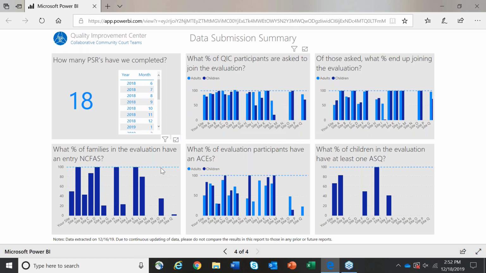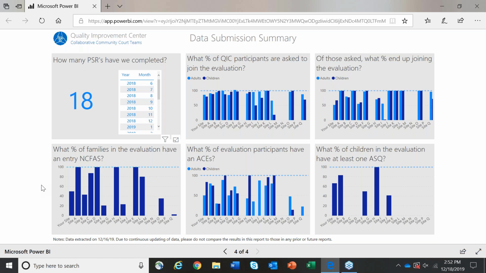And then this one on the bottom left shows the percentage of families that have an entry NICFAS out of the families that we'd expect to see one for. So these would be families who agreed to enroll in the evaluation and they enrolled in your program on or after May 1st. This is one that we'd also like to see pretty close to 100%.